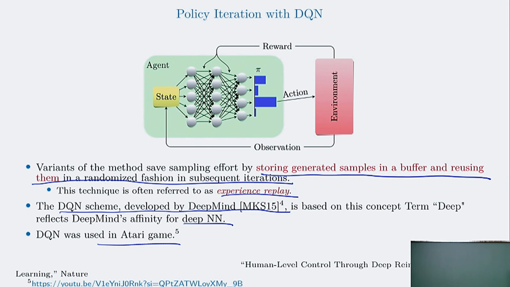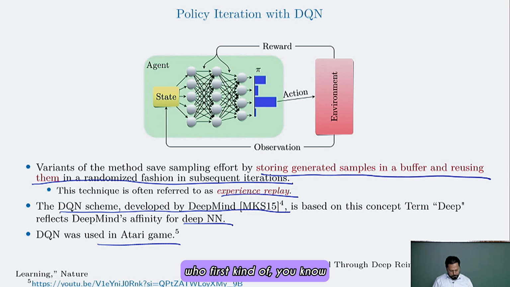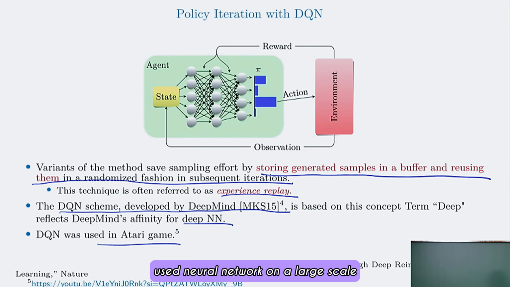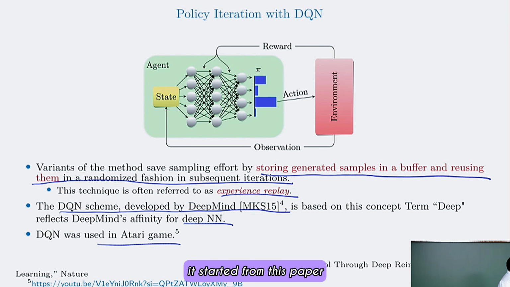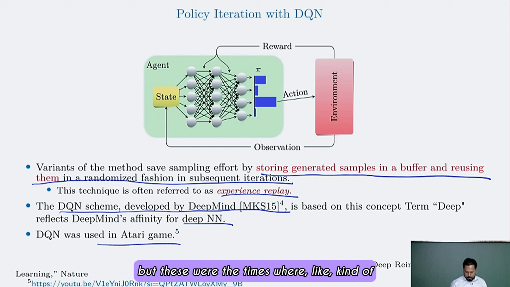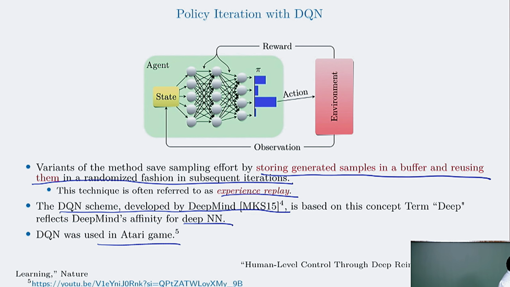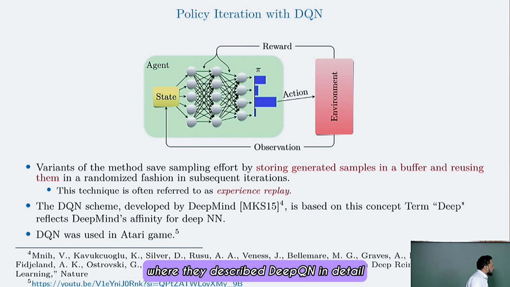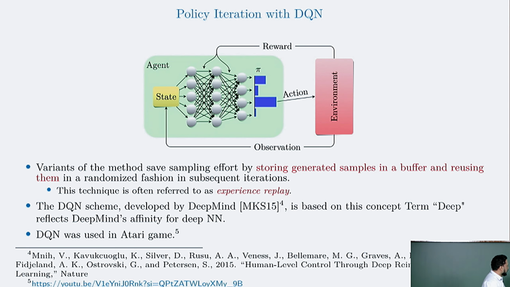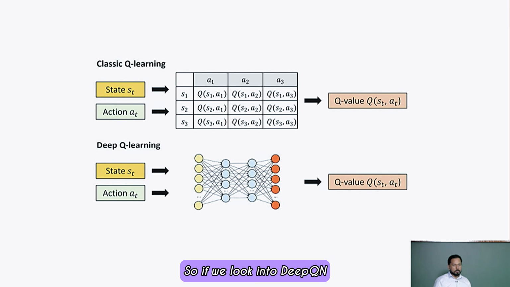So they were the ones who first used neural networks on a large scale with experience replay. That's why deep RL kind of started from this paper. In a big way it started from this paper. People were trying in some way, but these were the times when they solved some big problems using these. So this is the paper where they describe Deep Q-Network in detail. This was in 2015. If we look into Deep Q-Network, it's a very simple idea. So we can do this.